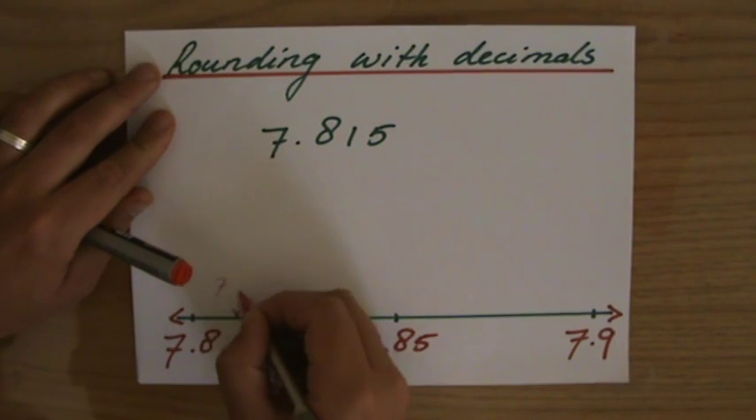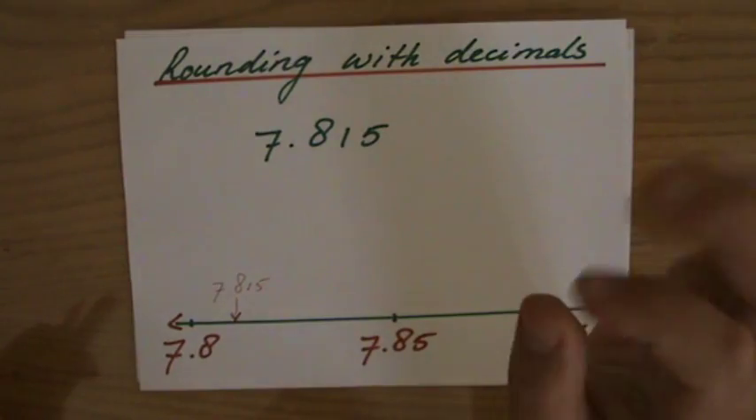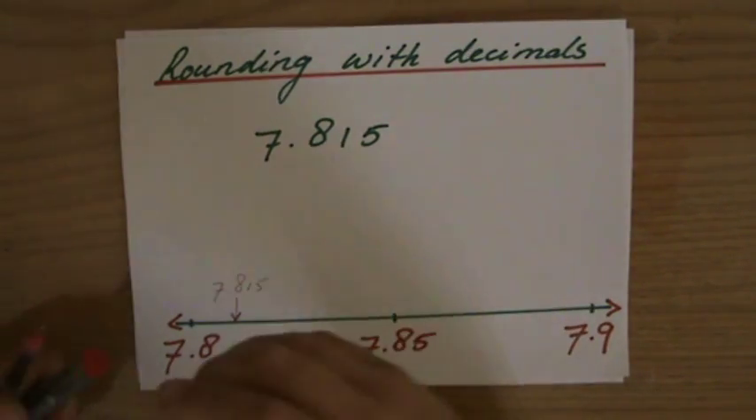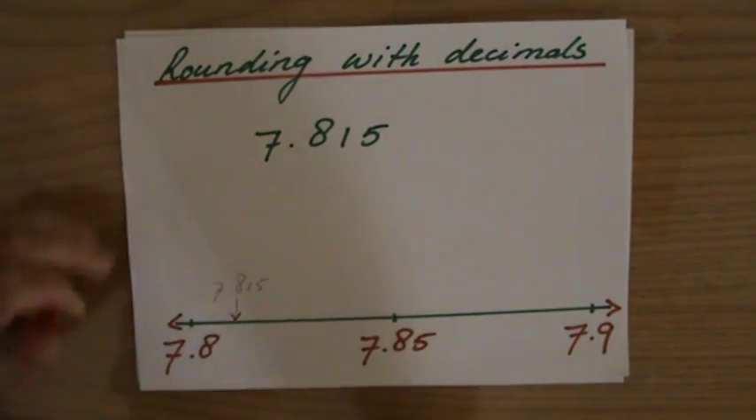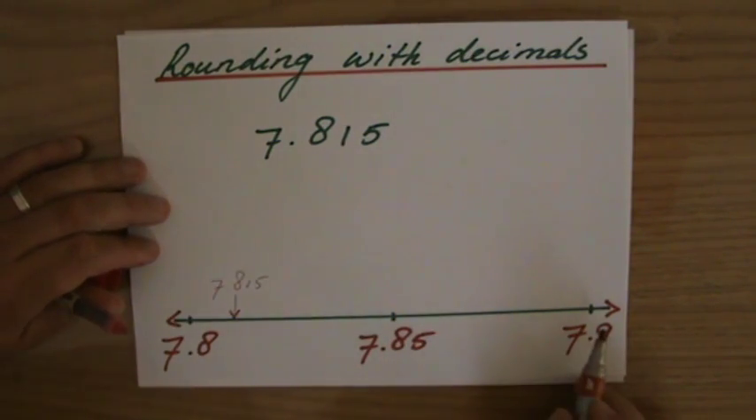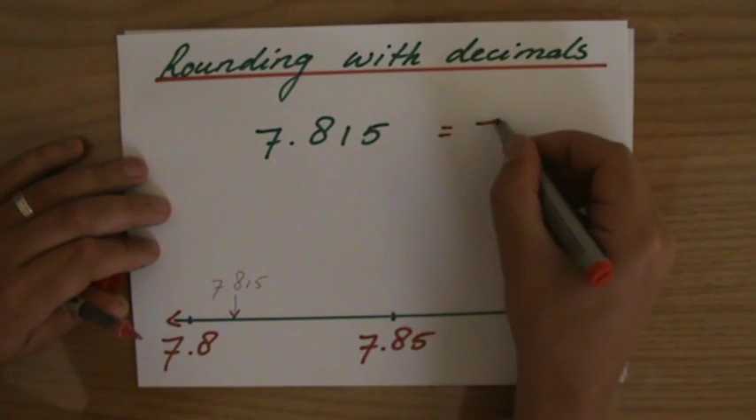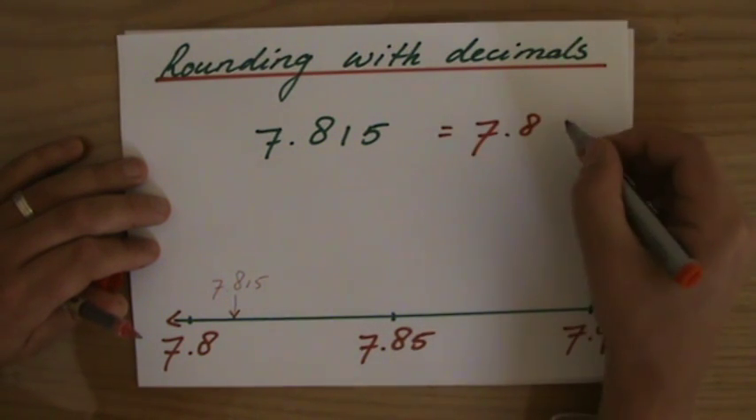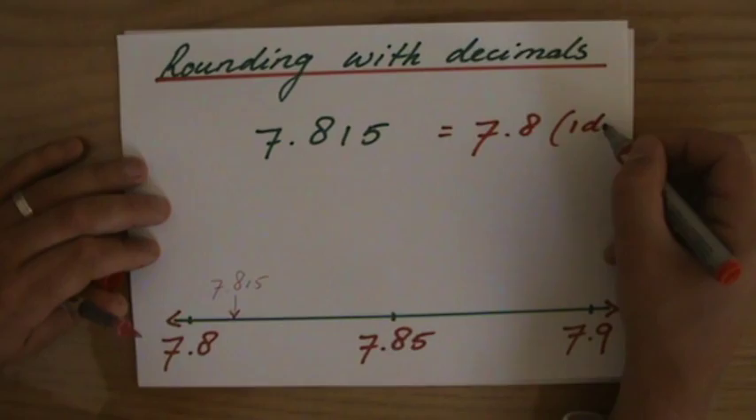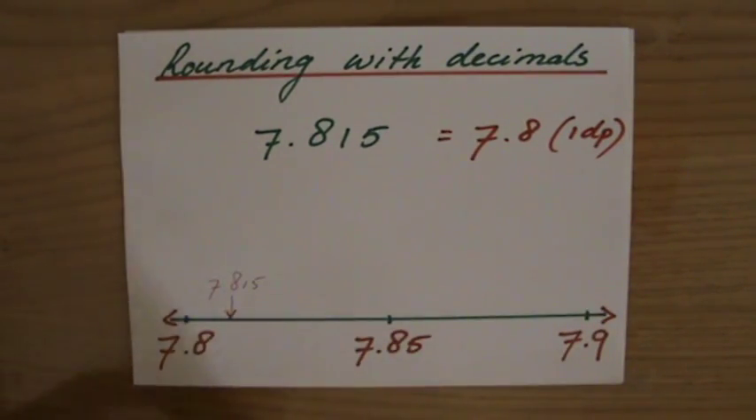We can say, well, there is 7.815. So to the nearest one decimal place, if I have to round it to one decimal place, is it going to be 7.8 or is it going to be 7.9? Indeed, you are right, that is 7.8 to 1 dp, one decimal place.